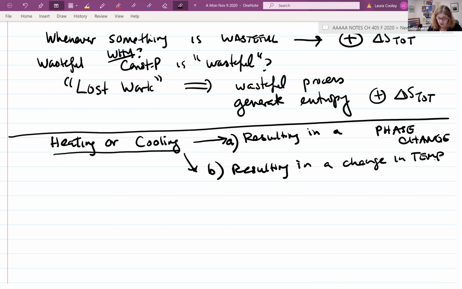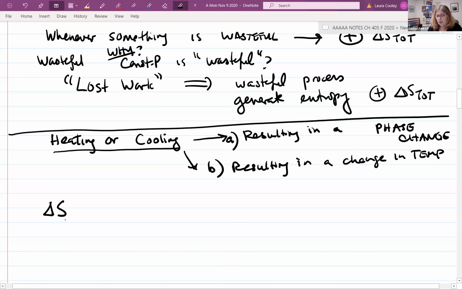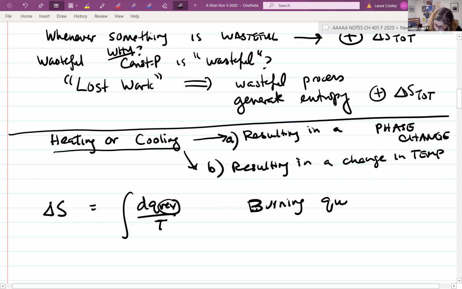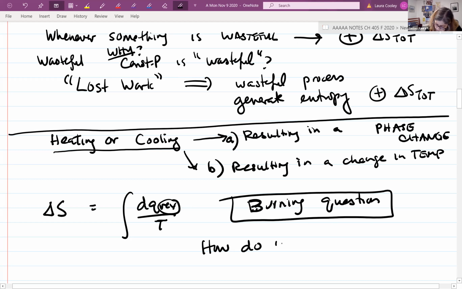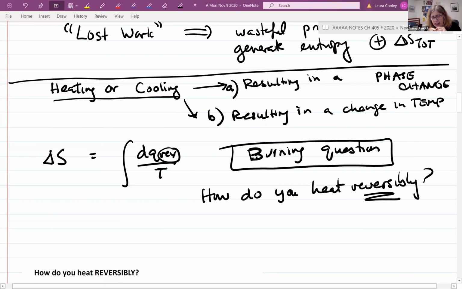And you know, when we try to figure out delta S for various processes, we always have to do dQ reversible over T. So I guess that leads to a burning question. And the burning question is, how do you heat reversibly? What does it even mean to heat something reversibly? Because we have to do that if we're going to be able to calculate the delta S. So what do you think about that?